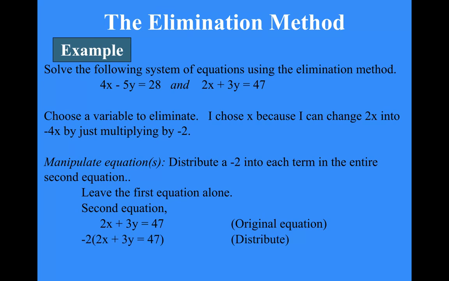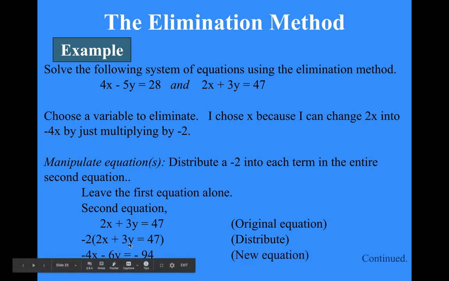So here we have our original equation, 2x plus 3y equals 47. Like I said, I'm going to multiply negative 2 by every single term, so we're going to distribute it. Negative 2 times 2x gives me negative 4x. Plus 3y times negative 2 is going to give me a negative 6y. And then 47 times negative 2 is going to give me negative 94. So my new equation now becomes negative 4x minus 6y equals negative 94. Again, we distributed the negative 2 into the original equation, and we got our new equation.